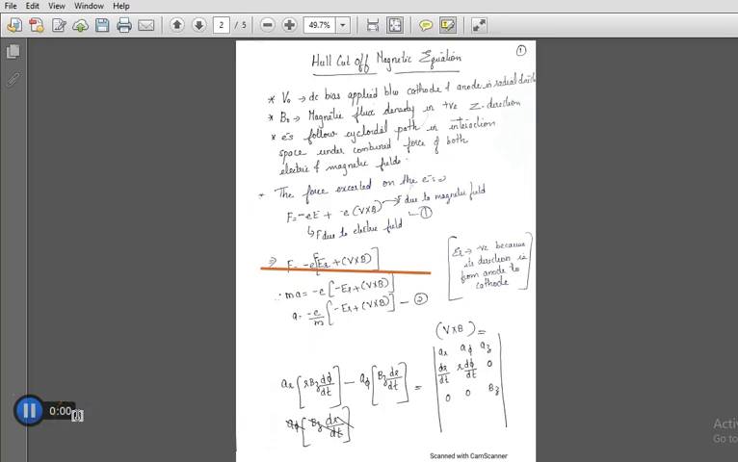So now we are learning about the Hull cutoff magnetic field equation, or the critical magnetic field equation, which is denoted by BOC. That is nothing but the magnetic field at which the electrons coming out of the cathode just graze the anode, or touch the anode and then come back.